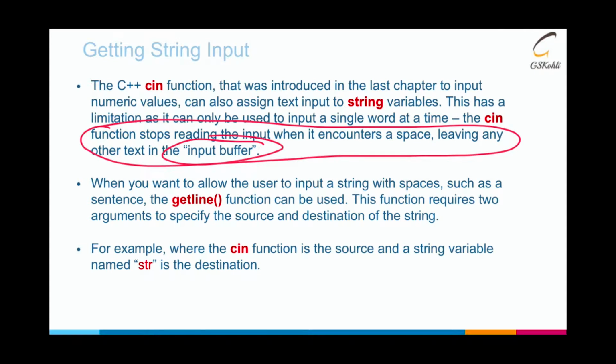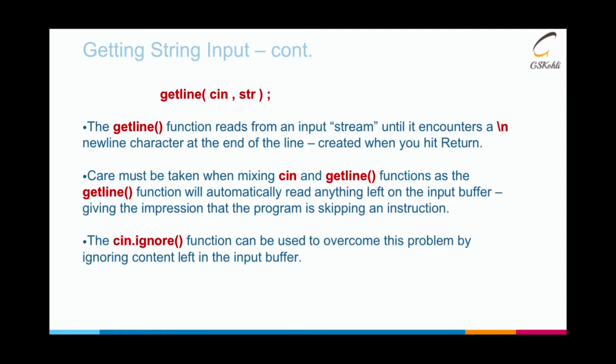Within getline, we can basically write in anything we like, and we can have spaces as well. It's going to save everything for us. That's one of the biggest differences itself. So just as a quick recap, getline saves everything. Cin saves it up to the first spacebar hit you do, and then everything else goes into an input buffer. And we can use something called a cin ignore function that can be used to overcome the problem by ignoring content left in the input buffer itself.